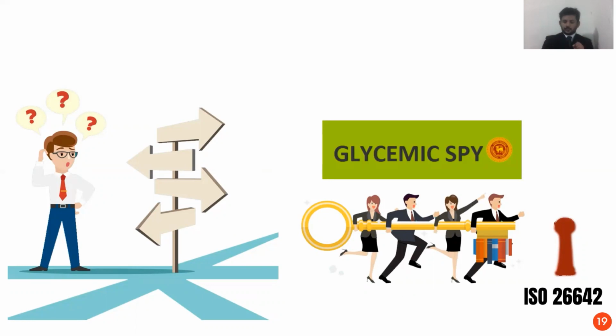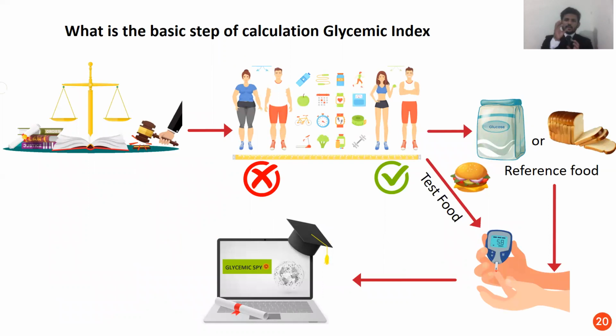26642. According to the ISO standard, this is the basic step of calculating the glycemic index value. First, the researcher should take ethical clearance, then recruit healthy individuals, and after giving the tested food and the reference food, they take the glucose concentration of each individual.